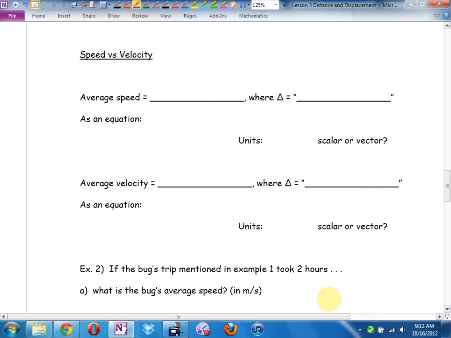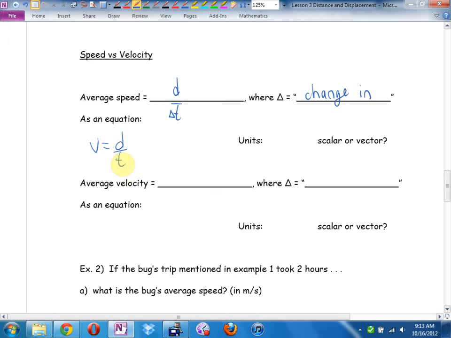Speed versus velocity. Average speed, we said was, oh, let's try that again, Mr. Duke. Distance over time. Technically, distance over change in time, where that delta means change in. As an equation, we have this. V equals d over t. We drop the delta for time because we know it's always a delta.